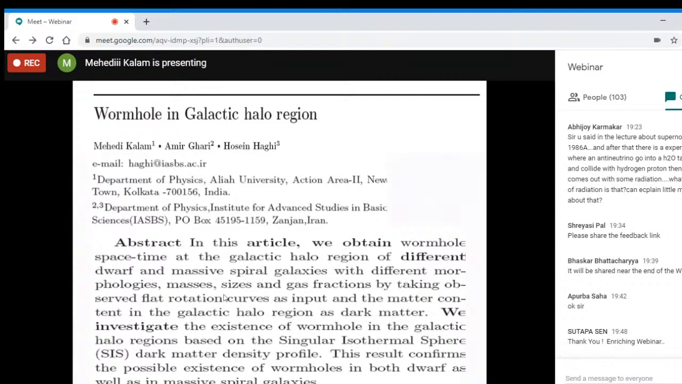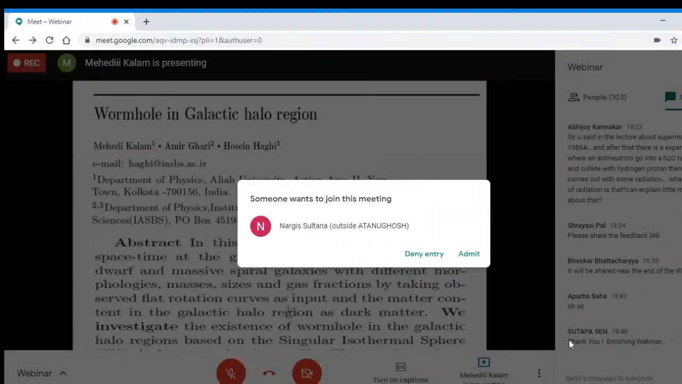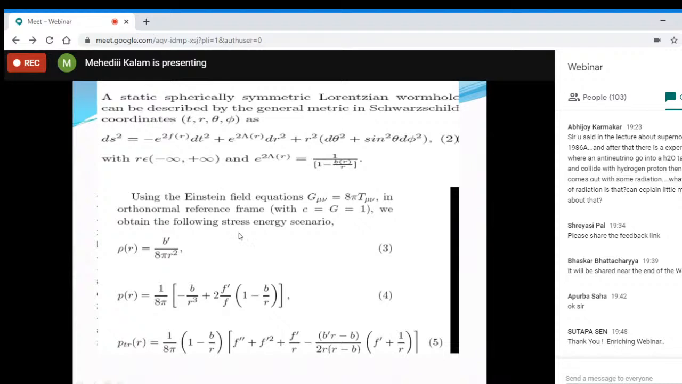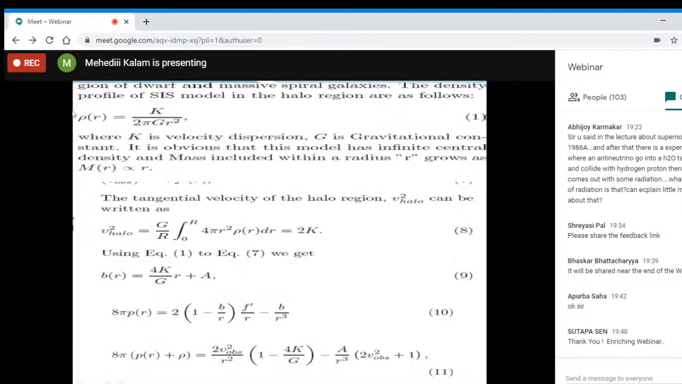For this, we take the simplest dark matter density profile model, called the singular isothermal sphere dark matter density profile. It's the simplest dark matter density profile model. We take this, and this is the usual pattern. This is equation number 1. This is the SIS model.